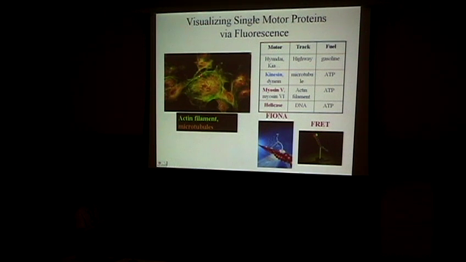Okay, so in cells, there are many tracks on which molecular motors move along. There are actin filaments and microtubules. So kinesin moves on microtubules, shown in orange, using ATP as a fuel. And myosin 5 moves on actin filaments, again using ATP. And helicases are enzymes that move on DNA, also using ATP. I think I used this slide when I gave a talk in Korea, that's why I have this.